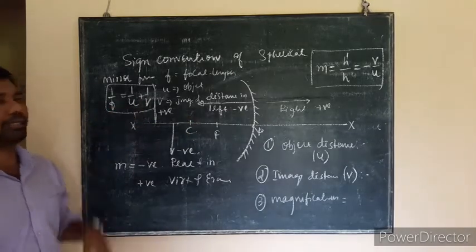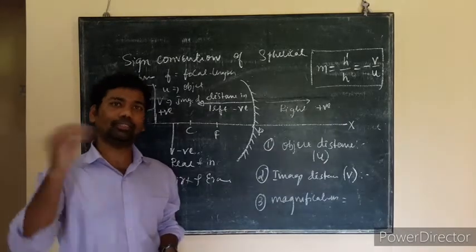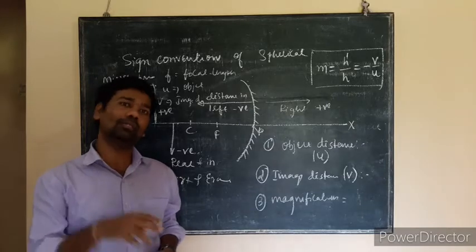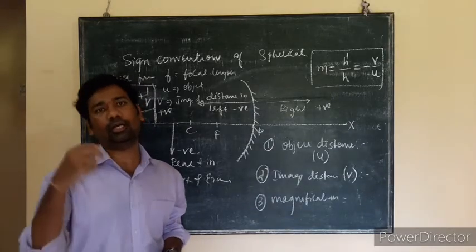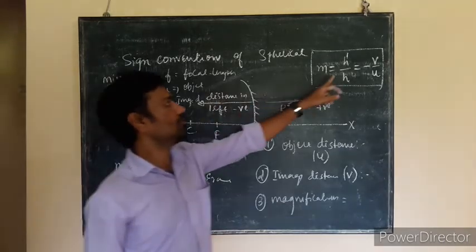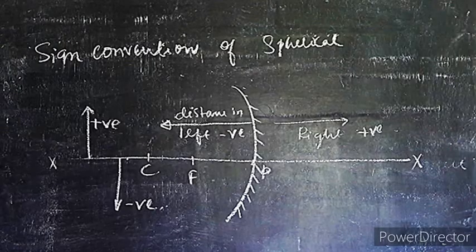With this formula we can find where exactly the image is formed, or if the image is given, where exactly the object should be placed, and the height of the object or the height of the image. Everything we can check with this formula and the magnification formula. This sign convention is very important, so once you look into this sign convention.